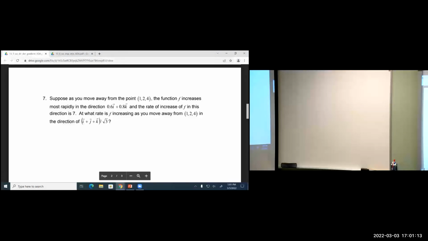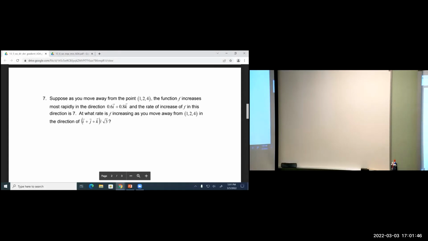Well, let's take a look at number 7 on the worksheet. Suppose as you move away from the point (1, 2, 4), the function f increases most rapidly in the direction of 0.6i plus 0.8k, and the rate of increase in this direction is 7. At what rate is f increasing as you move away from (1, 2, 4) in the direction of (i + j + k)/√3?